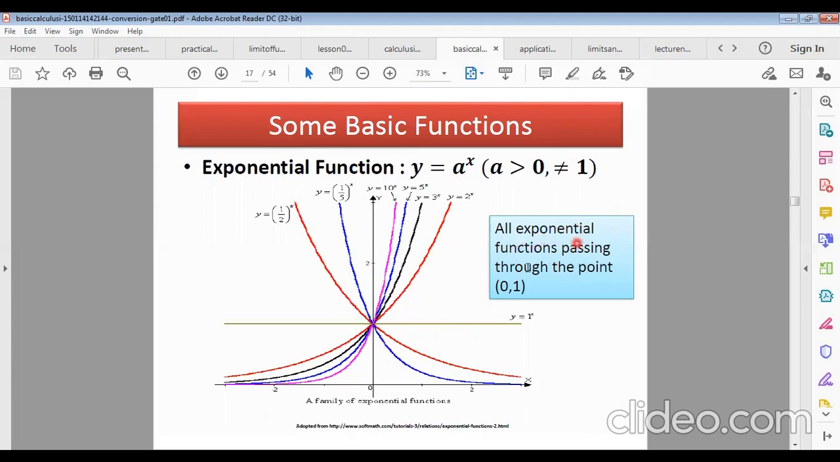So all exponential functions pass through the point 0, 1. Remember it. Passing through what? 0, 1. X equals 0 and y equals what? 1. Suppose this is the x-axis and this is the y-axis, and this is the 0, 0 origin point. So for x equals 0, y equals what? 1. If a equals 1, then we get this line. So every curve passes through this point.